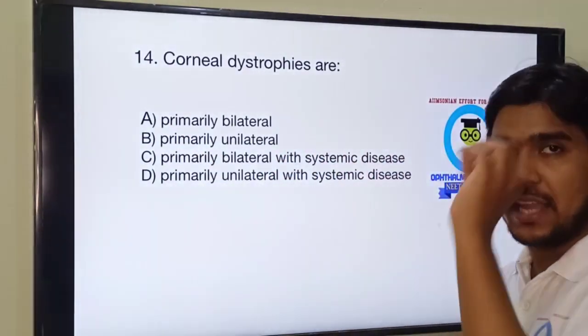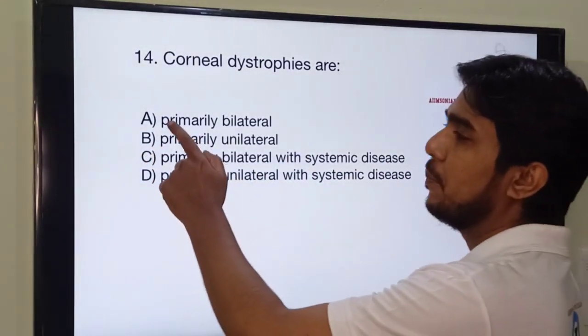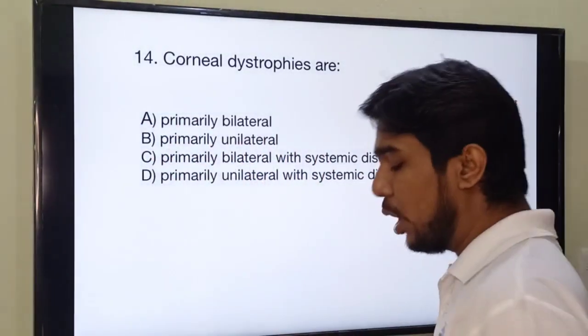They are not associated with systemic disease, so C and D are ruled out. We have primary bilateral, primary unilateral. Since these are bilateral, that's why the answer is A only.